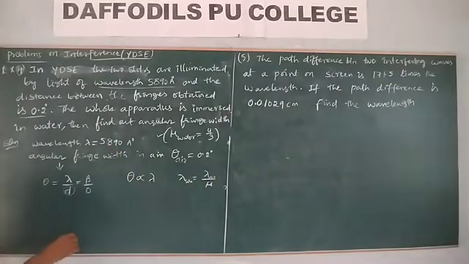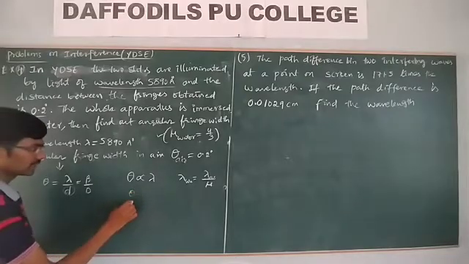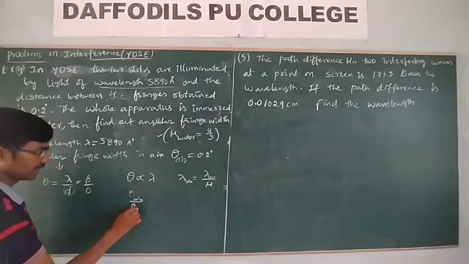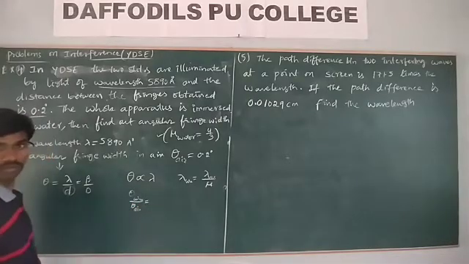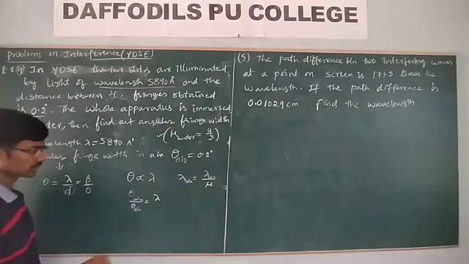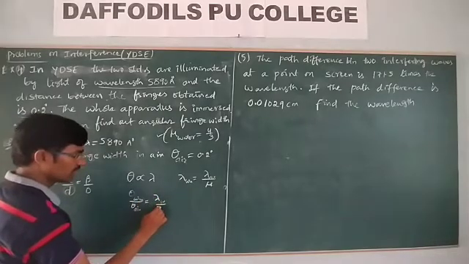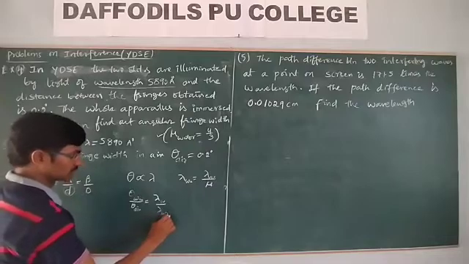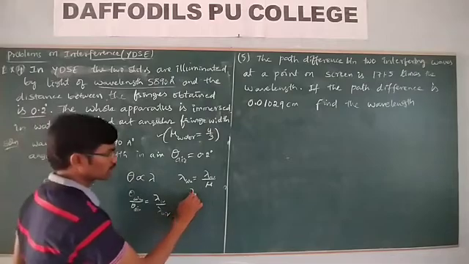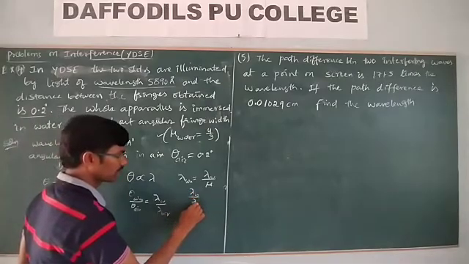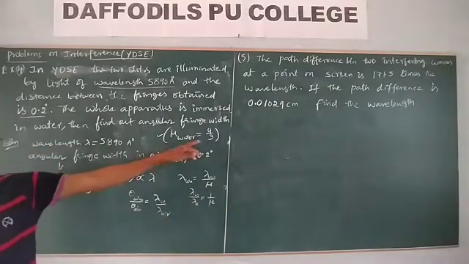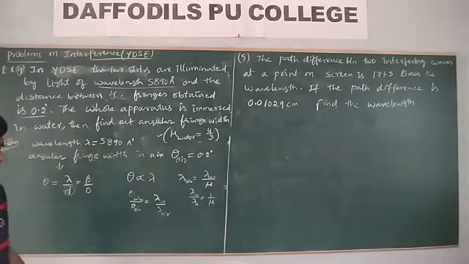So that is what we can find here. Theta in water by theta in air is equal to lambda in water by lambda in air, directly proportional. Now lambda in water by lambda in air is nothing but 1 by mu. Mu is nothing but 4 by 3. Is it okay?